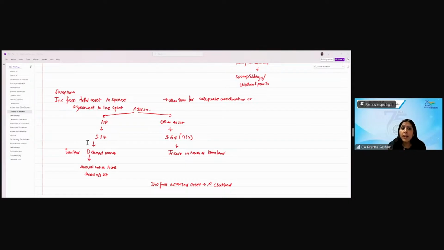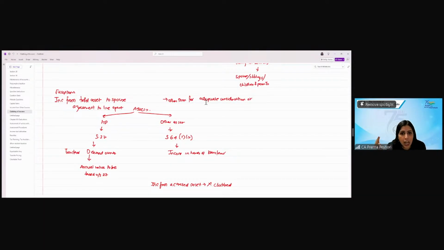Now, in case, let's say, for example, where there is a transfer of the house property by an individual to his spouse without adequate consideration, or not in connection with the divorce which has happened, then there is section 27 under income from house property, which says that the transferor shall be deemed to be the owner. So if I transfer the immovable property without adequate consideration to my spouse, then the annual value will be deemed to be of the transferor.